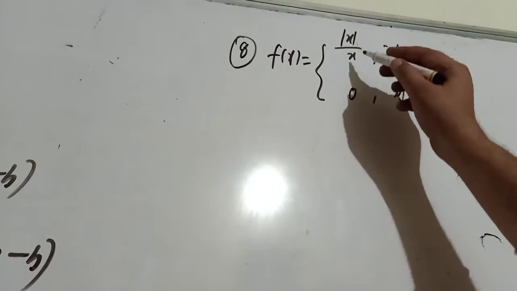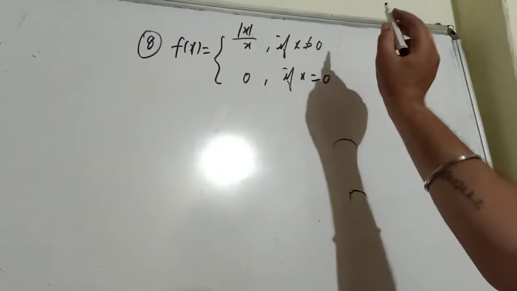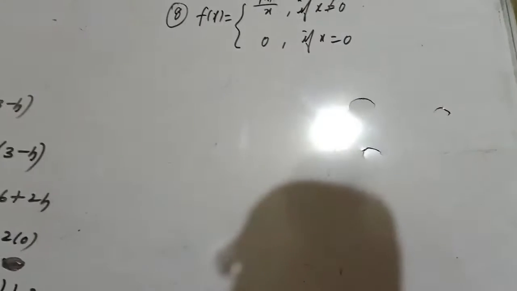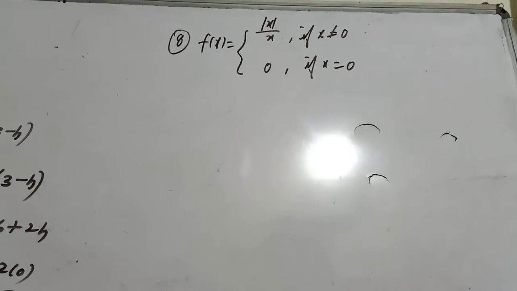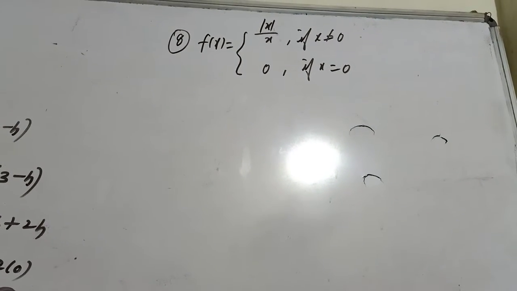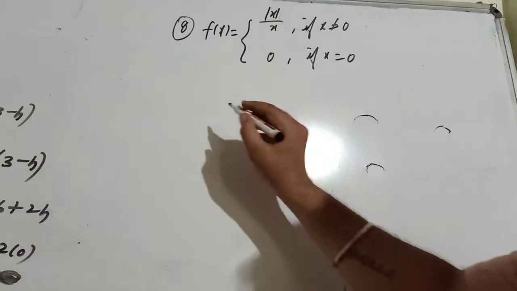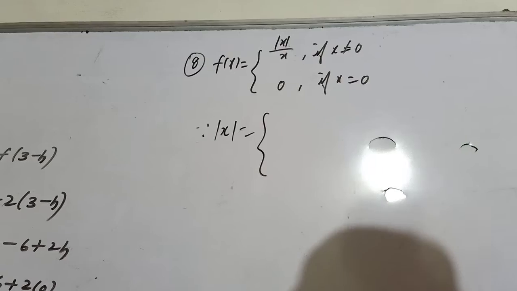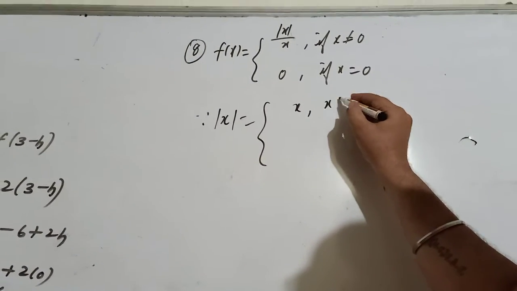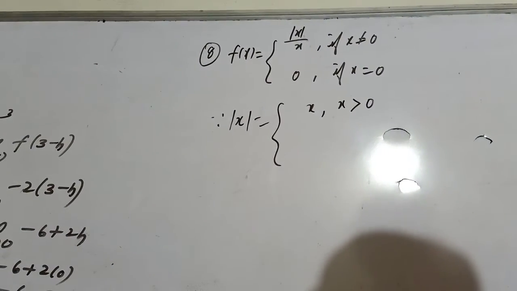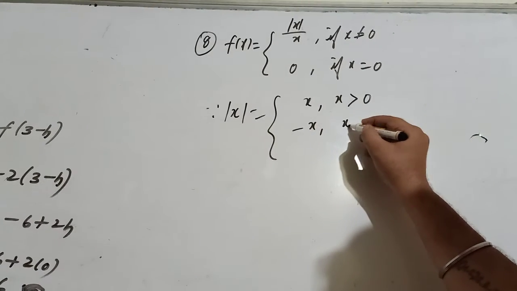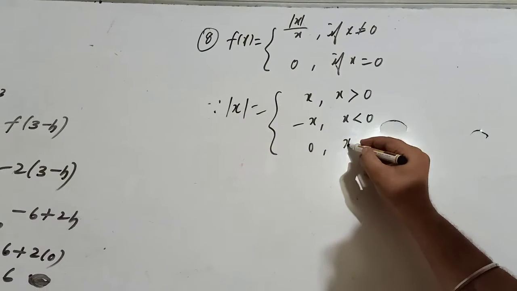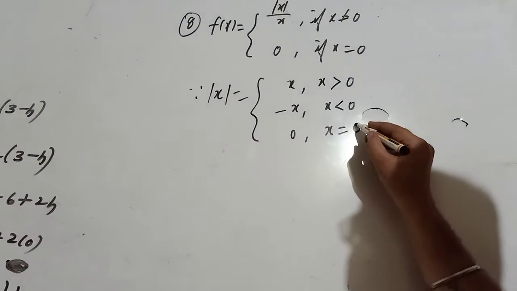f of x equal to mod x upon x if x is not equal to 0. In the previous question we were getting less than minus 3, greater than minus 3, equal to minus 3, but here we can write the value of modulus x. What is mod x? Mod x is plus x when x is greater than 0. It is minus x when x is less than 0 and 0 when x equal to 0. This is the definition of mod x.